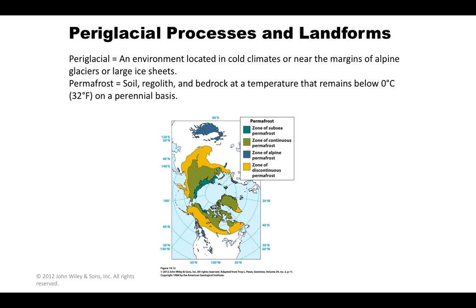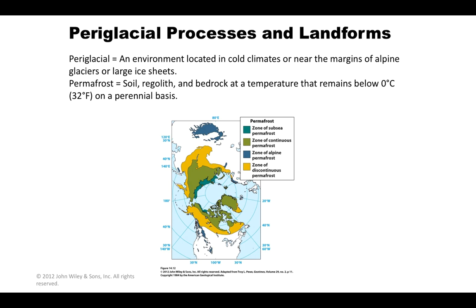Okay, periglacial, that's an environment that's located in a very cold climate or near the margins of an alpine glacier. Okay, so basically our glaciers are going to be in two places, either in the very high latitudes or in the very high latitudes of Antarctica. So here's the Arctic Circle right here, and this is northern Canada, and this is Russia. So our periglacial environment, the kind of environment where we're going to see glaciers, is going to either be high up in latitude or high up in elevation.